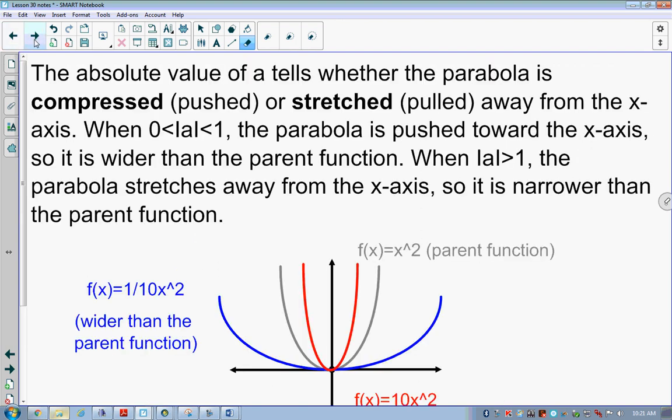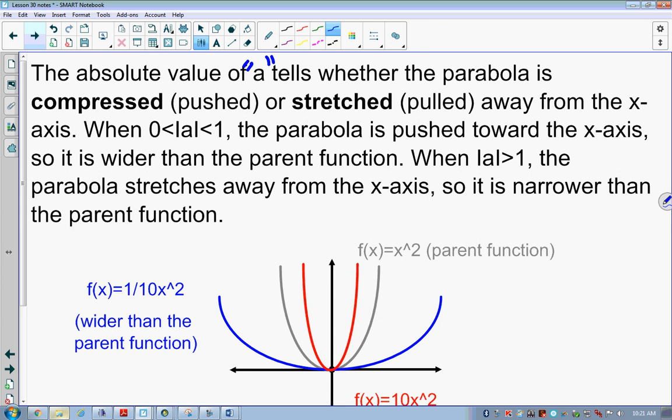Okay? This next part is important because it doesn't just deal with the sign in front of the a, but it deals with a itself. The absolute value of a, which is in the equation, tells whether the parabola is either compressed or stretched in relation to the x-axis, whether it's pulled to the x-axis or pushed away from the x-axis. So compressed, pushed, or stretched, pulled away from the x-axis.